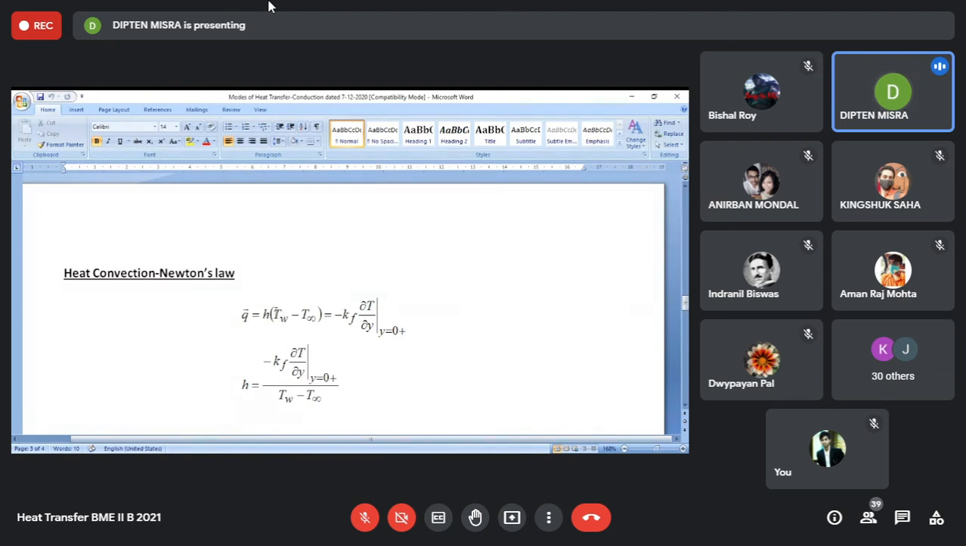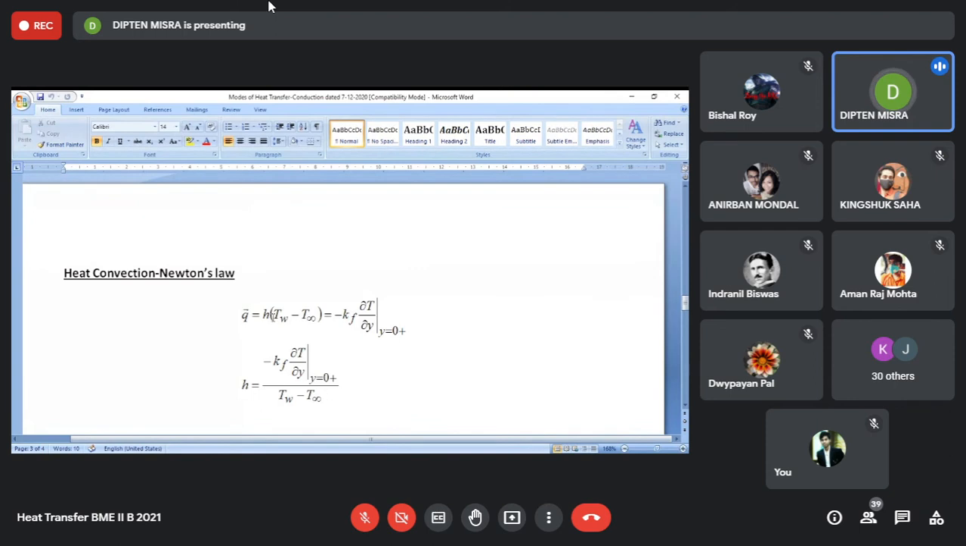Here this is the wall temperature and this is the fluid temperature. The larger the overall temperature difference, the more will be the heat flux. So this heat flux is proportional to this temperature difference, and the constant of proportionality is known as the coefficient of heat transfer.